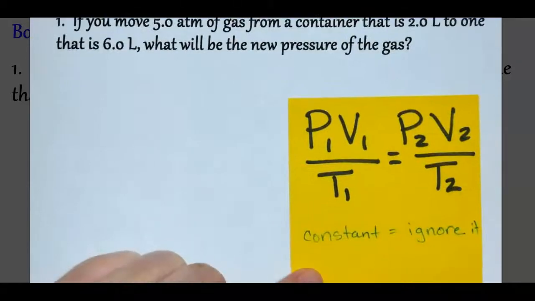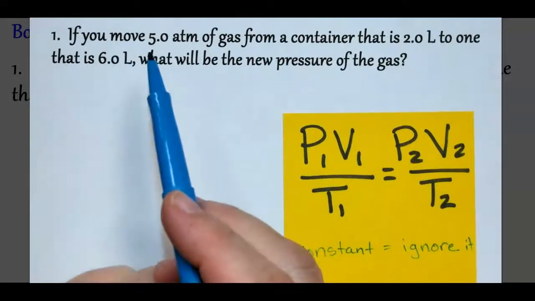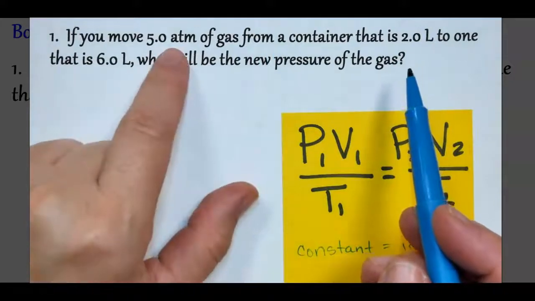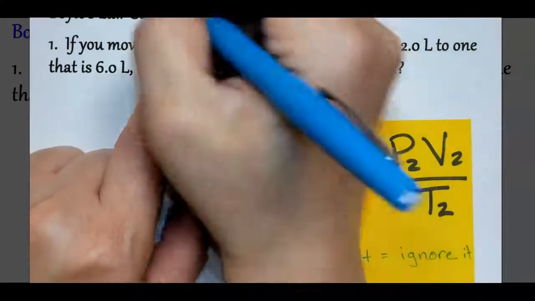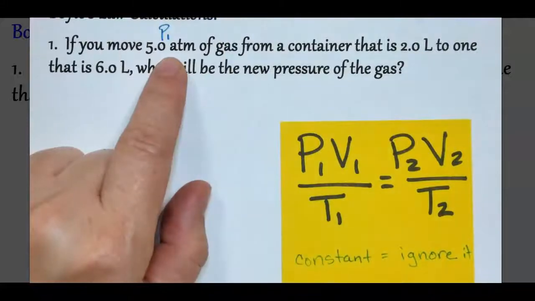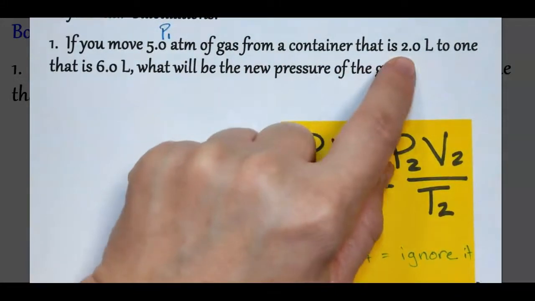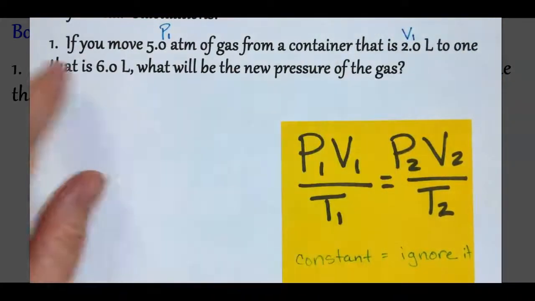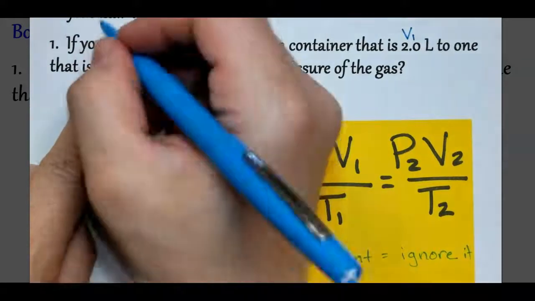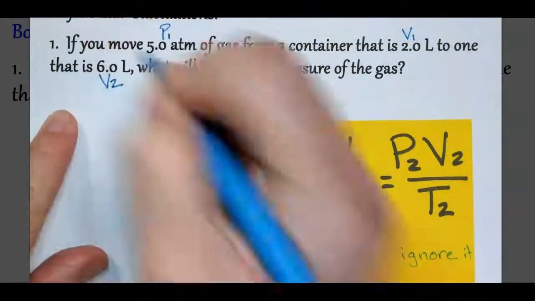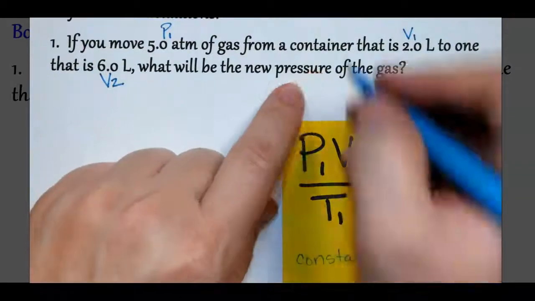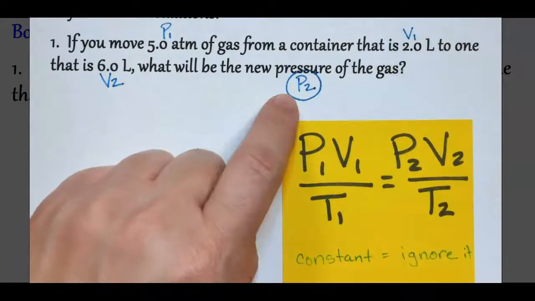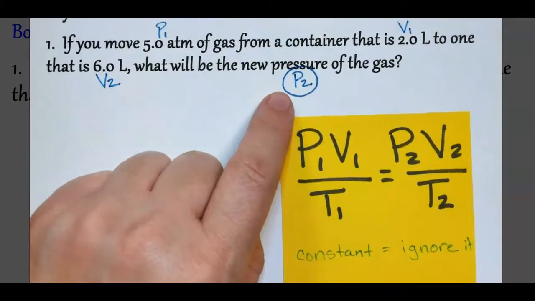So, for example, when we read this problem, if you move 5 atmospheres of gas from a container that is 2 liters, notice this is the first pressure we come to, so we're going to call this pressure 1. And then as we continue to read, this is the first volume we come to, so we'll call that V1. Then here's the second volume, so we're going to call this V2. And then it says what will be the new pressure. So P2 is what we don't know or what we want to know, and I'm going to circle it so that I recognize that that's what I'm solving for.